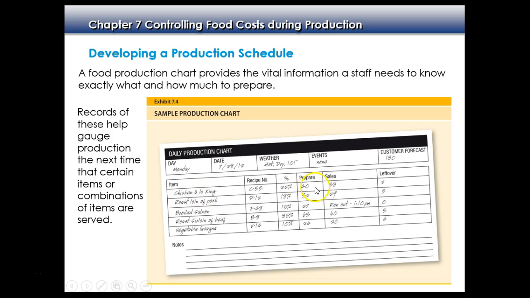So the chicken a la king, they made 40 servings of it. They only sold 38. They had 2 left over. So this is a really important tool to be able to use. This helps with your forecast.